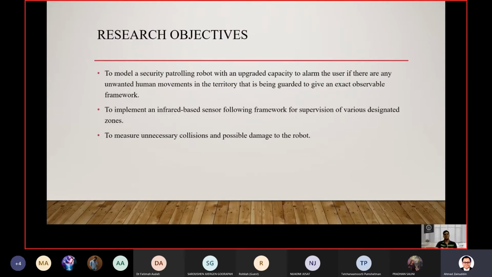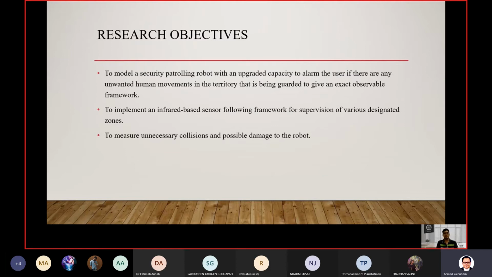So the research objectives for the said project would be to model a security patrolling robot with an upgraded capacity to alarm the user if there are any unwanted human movements in the territory that is being guarded, to give an exact observable framework. So what I'm trying to say is when the intruder is detected, the user is given the trigger and the real-time data, and that alarm is triggered simultaneously.